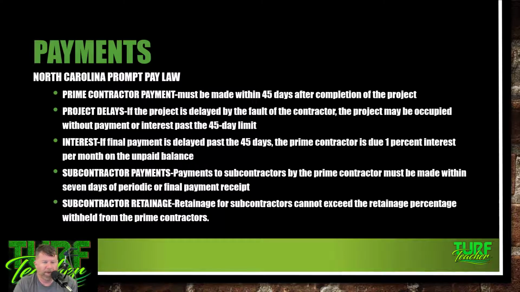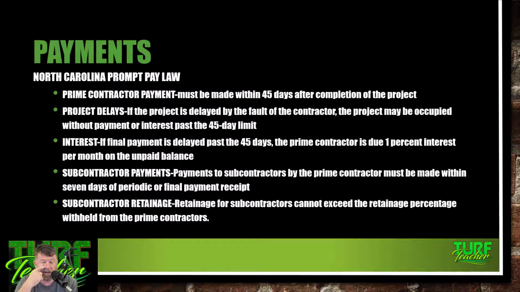With the North Carolina prompt pay law, prime contractor payment, this is the general contractor. And I know a lot of you guys act as general contractors, especially on outdoor kitchens and big hardscape projects. But the prime contractor payment must be made within 45 days after completion of the project. The GC or the landscape contractor needs to get paid 45 days after completion. Hopefully it's a lot sooner, but it takes 30, 60, 90 days on some of these GC payments.